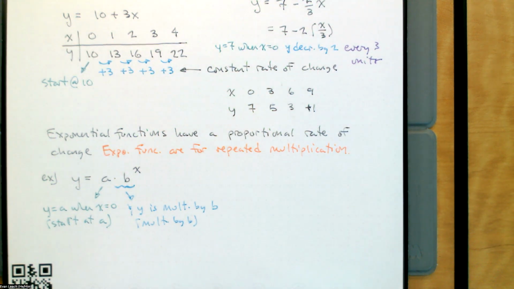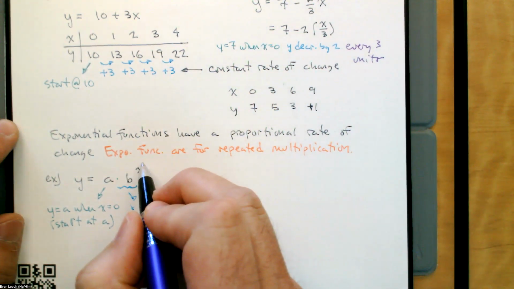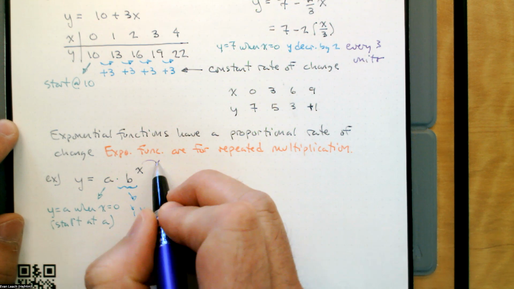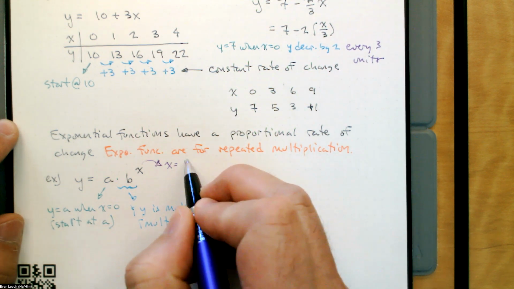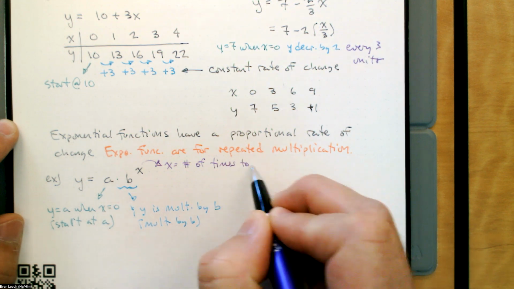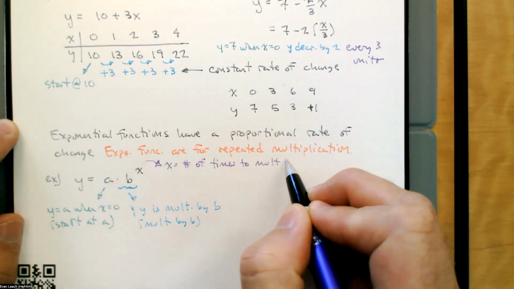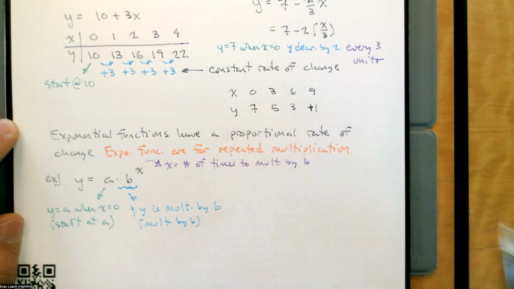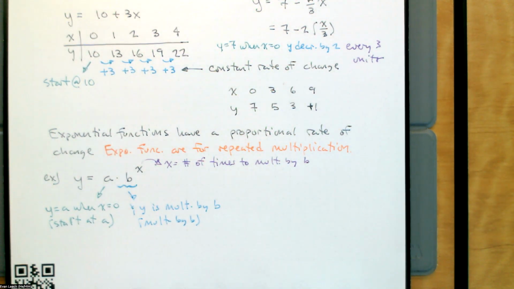The exponent says how many times you multiply by b. X will be the number of times we multiply by b, because that exponent is telling you how much repeated multiplication to do.